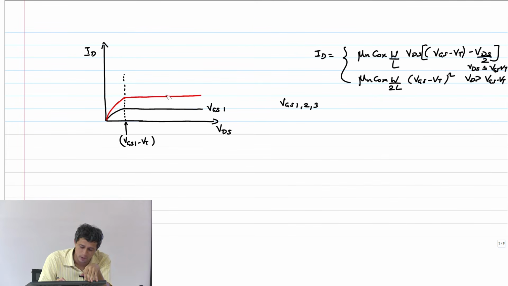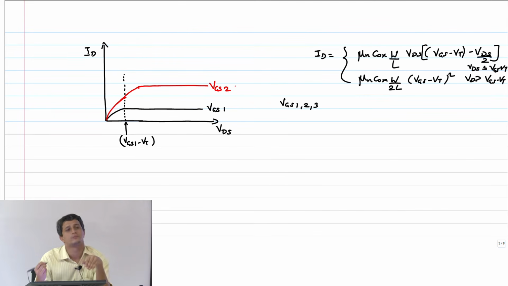Yeah, so it will proceed to be in the linear region until VDS has hit VGS minus VT. Now my VGS has increased, so this will go further up, right, and then saturate somewhere here, VGS2, correct? Now I consider the third VGS, right? Similar thing will happen. I am going to start, obviously the current will be much higher.